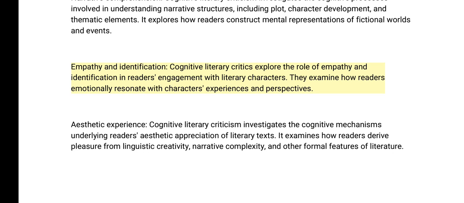Aesthetic experience. Cognitive literary criticism investigates the cognitive mechanisms underlying readers' aesthetic appreciation of literary texts. It examines how readers derive pleasure from linguistic creativity, narrative complexity, and other formal features of literature.